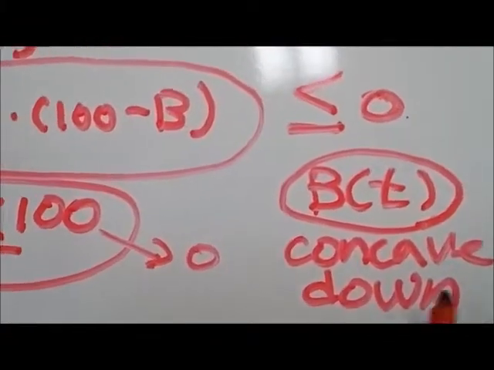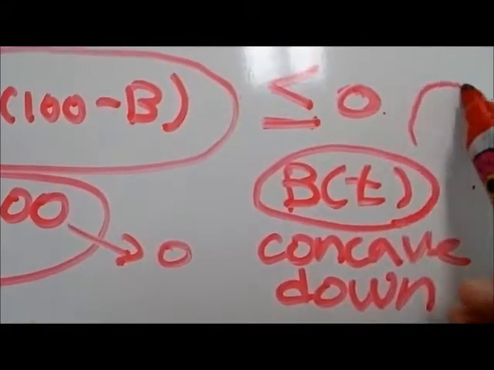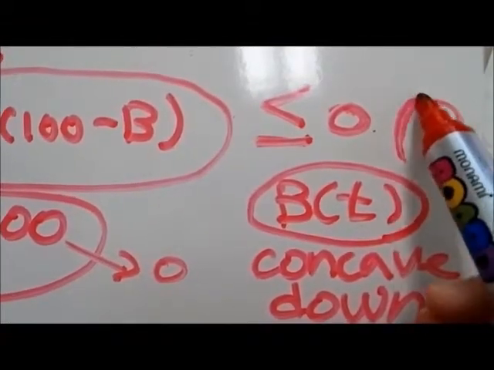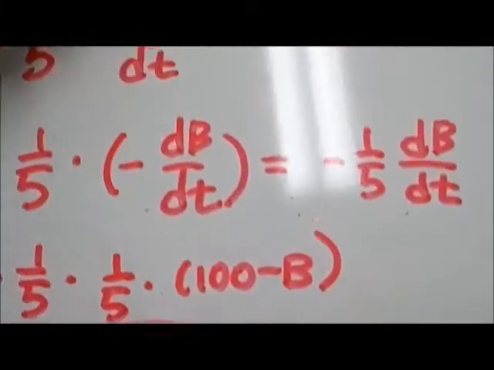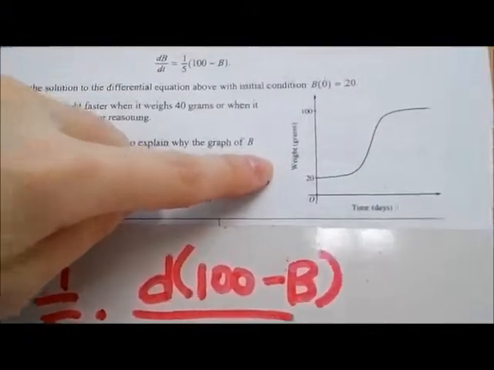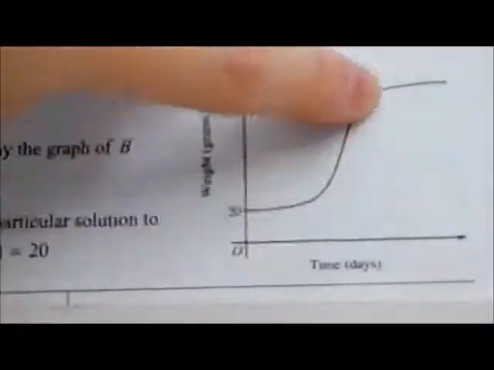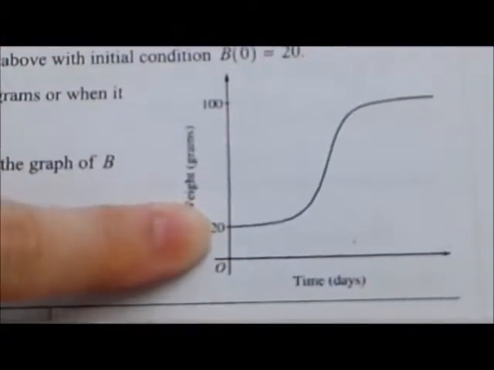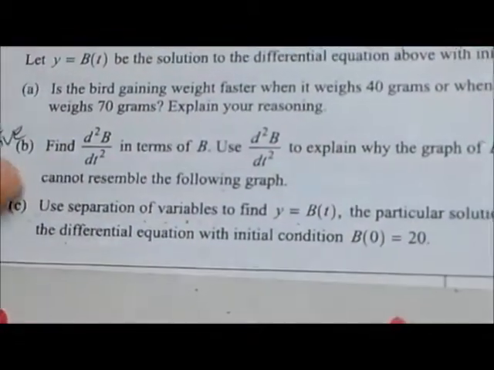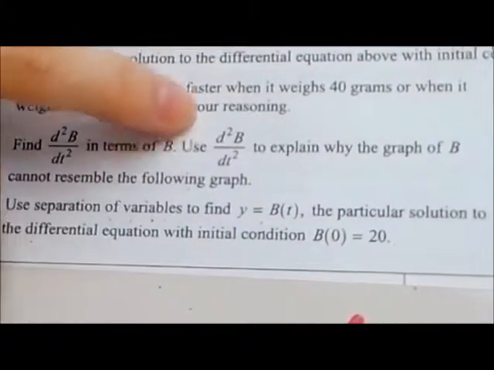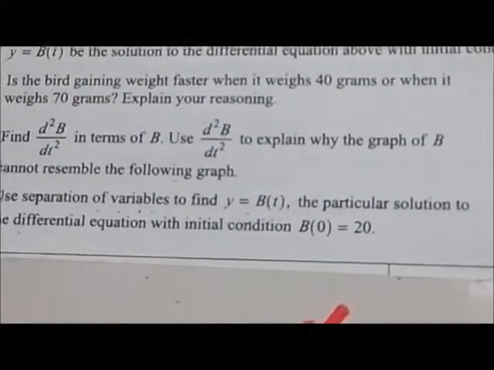Yes, so it is supposed to look like this, or it is supposed to have parts of this graph, but the real graph that is given here has parts of concave up area, which does not make sense. This is why the graph given here cannot describe the equation B of t.